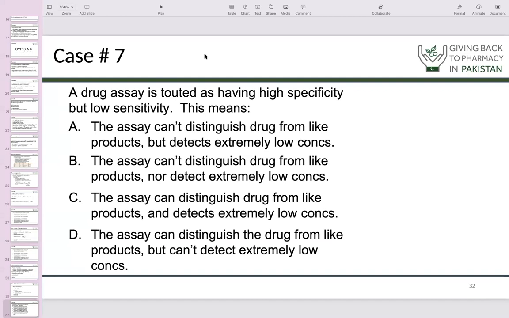If the test can identify between like drugs, then it's a very high specificity, but it cannot detect extremely low concentration, so it has to do with sensitivity. If a drug test has a low sensitivity, that means it cannot detect extremely low concentration. So this drug assay, which we are talking about in this question, has a high specificity but low sensitivity. So the answer is D. This assay can distinguish drug from like products but cannot detect extremely low concentration. So a similar kind of question can come in your exam.